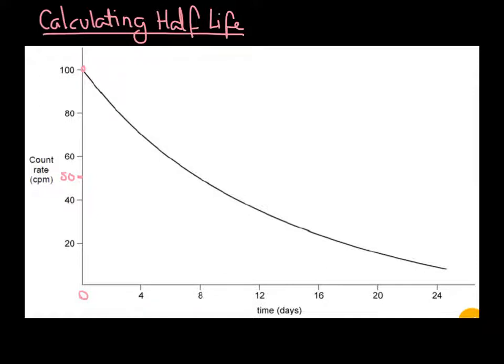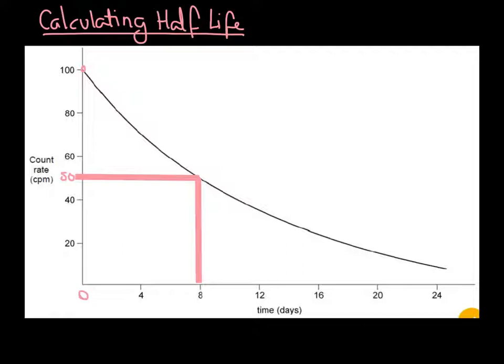I then draw a line across. So I've drawn a line across from 50 to where it touches the graph, and then I draw a line down from where it touches the graph to read off the time off the bottom axis. So the time it takes to go from a count rate of 100 to a count rate of 50, which is half, is 8 days.